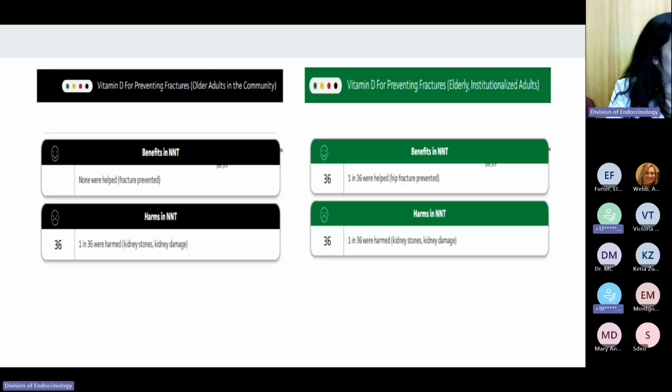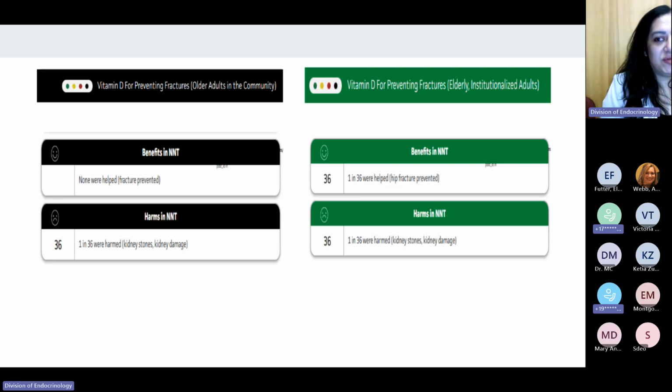So here's the NNT summary for vitamin D. I told you you can put anything in there and it's going to give you some things. So vitamin D for preventing fractures is black. So do not recommend. No fractures were prevented with vitamin D supplementation in studies, and actually 1 in 36 people had harm, so kidney stones, kidney damage from excessive vitamin D supplementation.